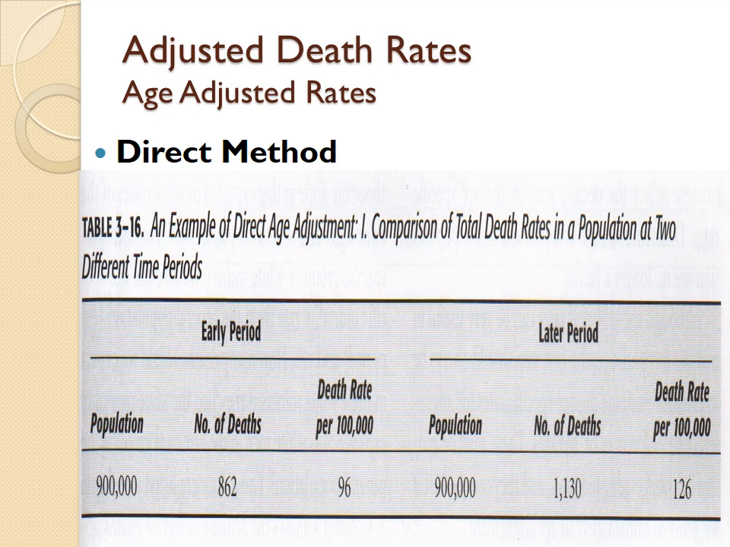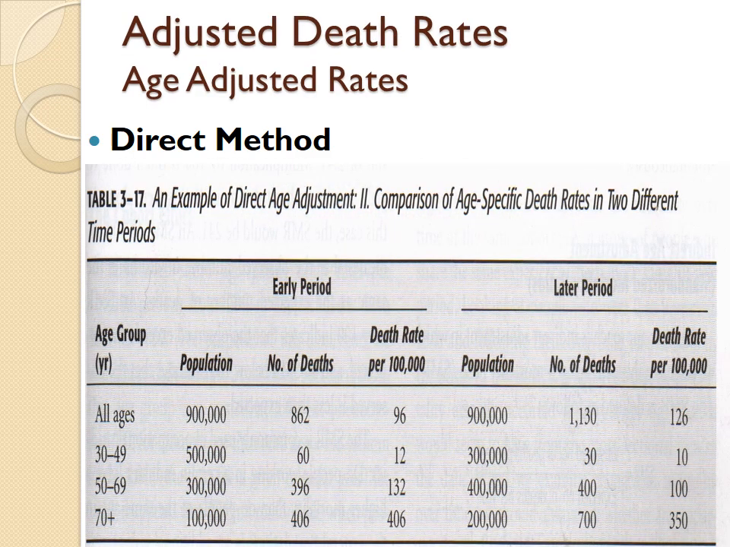See the table. On the left-hand side is the early period and on the right-hand side is the later period of the population. The total population in the early and later periods is the same, about 9 lakhs. But the number of deaths varies: 862 in the early period and 1130 in the later period. So the death rate also varies: 96 per 1 lakh in the early period, whereas it is 126 per 1 lakh in the later period. This is step 1, showing the early period death rate and later period death rate.